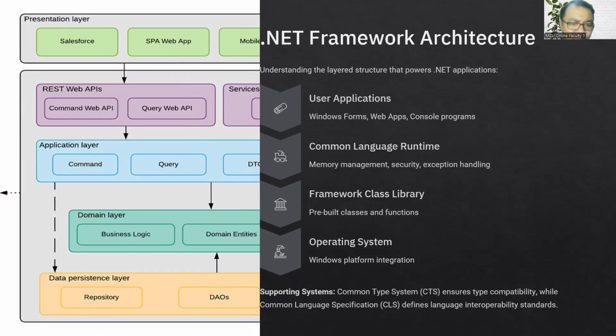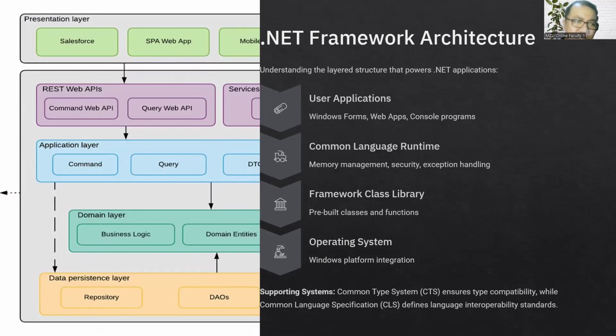The Common Language Runtime, we already discussed. Then the prebuilt classes and functions, as I mentioned earlier, are the Framework Class Library, and also Windows platform integration on different platforms as well. The supporting systems are already highlighted. The Common Type System, CTS, ensures type compatibility, whereas the Common Language Specification, CLS, defines language interoperability standards in this case.